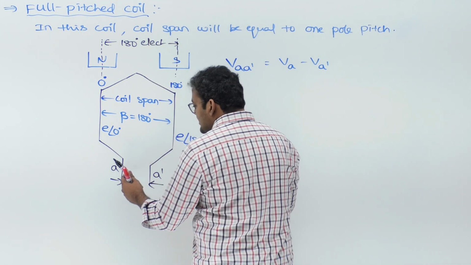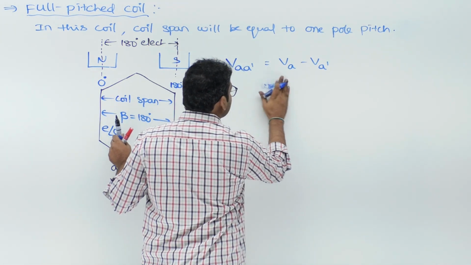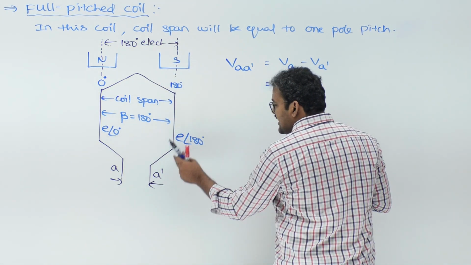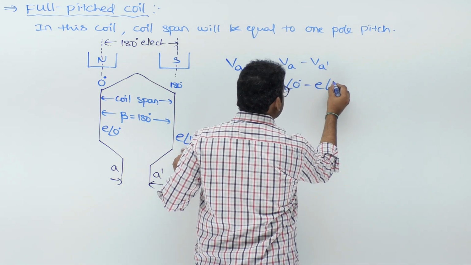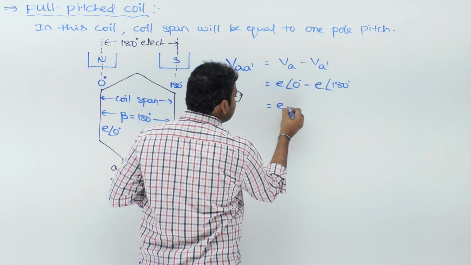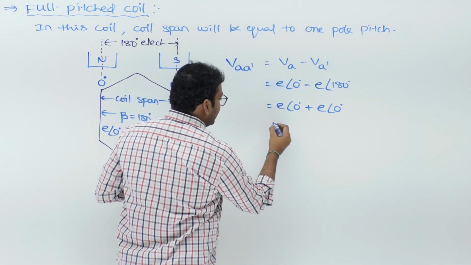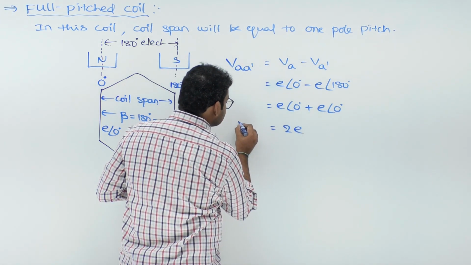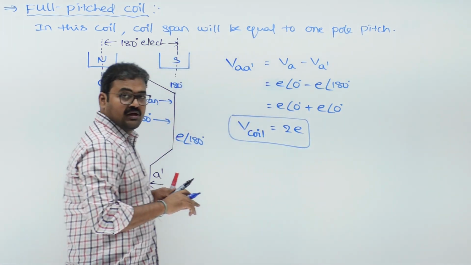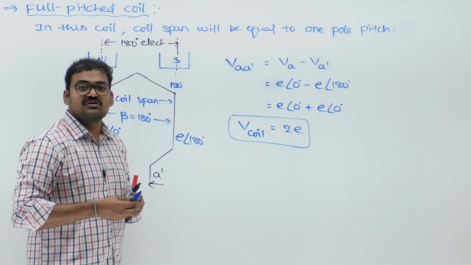It is the potential difference from A to A dash. What is VA? VA means first coil side voltage, that is E at an angle 0. Let me write here E at an angle 0 minus what is A dash voltage, E at an angle 180 degrees. Can I write minus at an angle 180 degrees is simply like plus at an angle 0 degrees. Therefore, what is the resultant voltage of a full pitched coil? Yes, that is equal to 2E. E plus E, that is equal to 2E. Then it looks like an algebraic summation or vectorial summation.